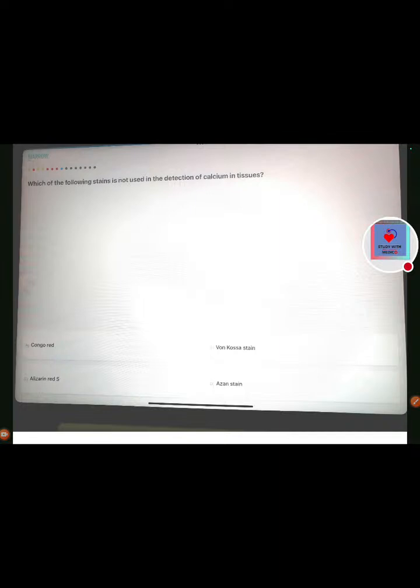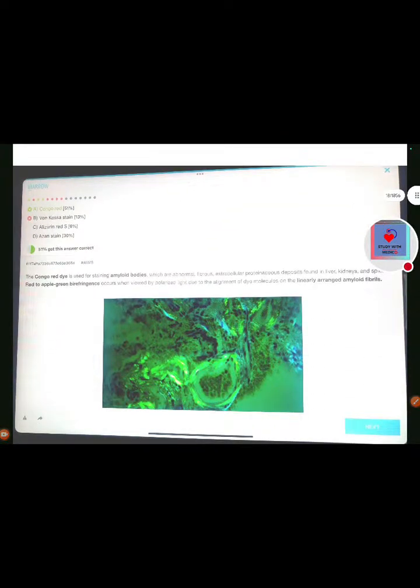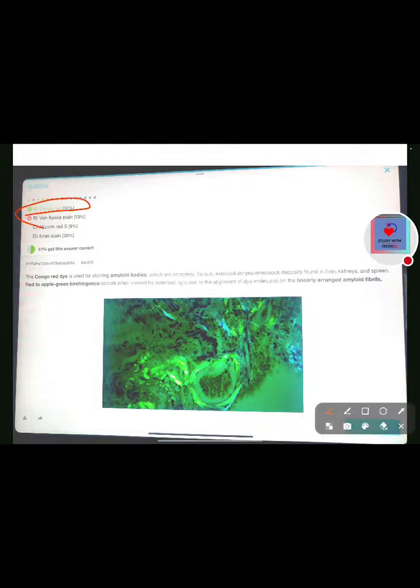Which of the following stains is not used in detection of calcium in tissues? For calcium detection, which stains do you need? So for calcium detection, you need Congo red? Okay. Congo red dye is used for staining amyloid, which are abnormal extracellular deposits found in liver, kidney, and spleen. Red to apple green birefringence occurs when viewed by polarized light due to the alignment of dye molecules on the linearly arranged amyloid fibrils.